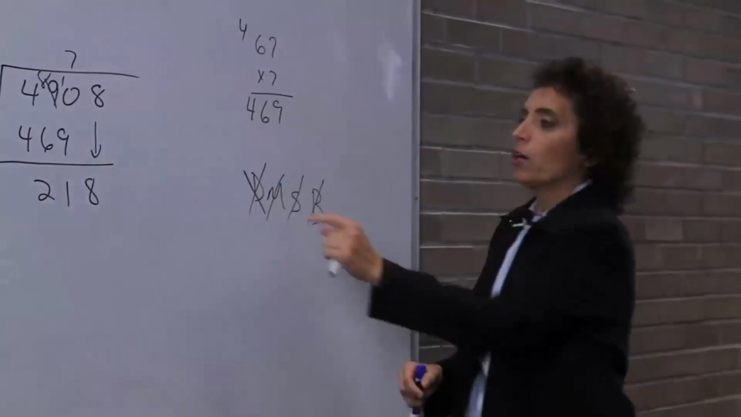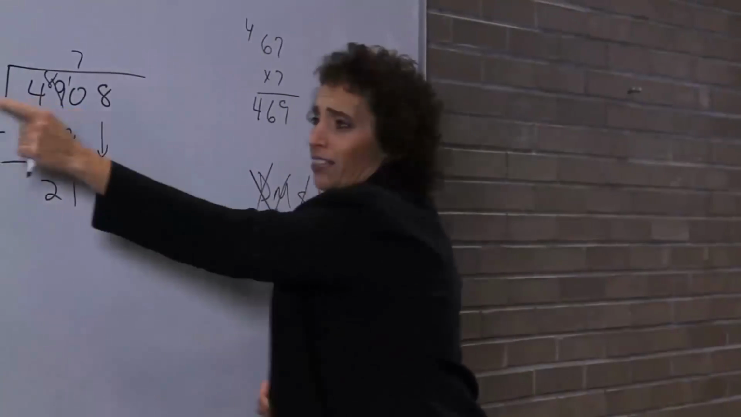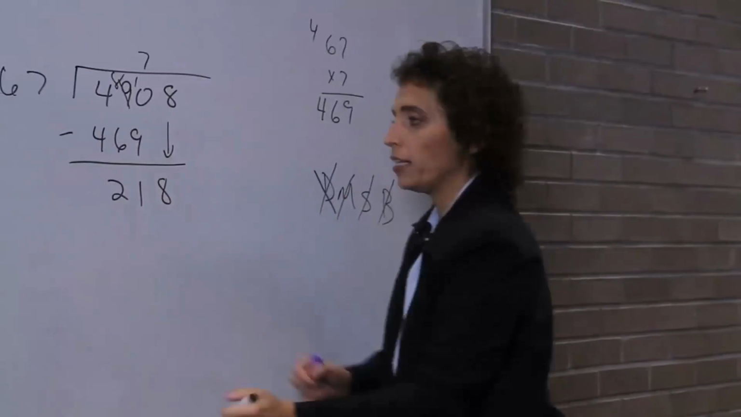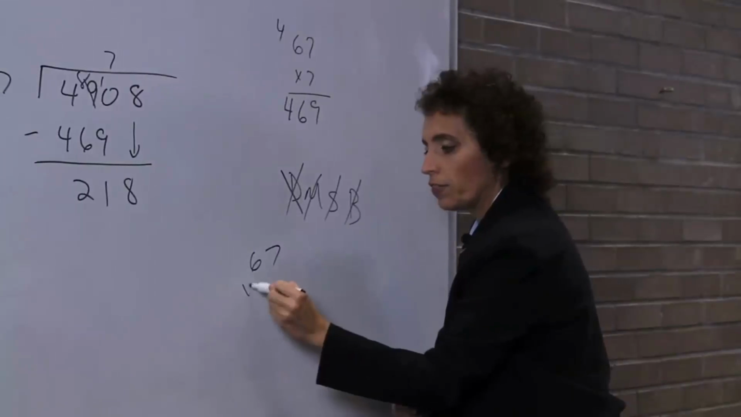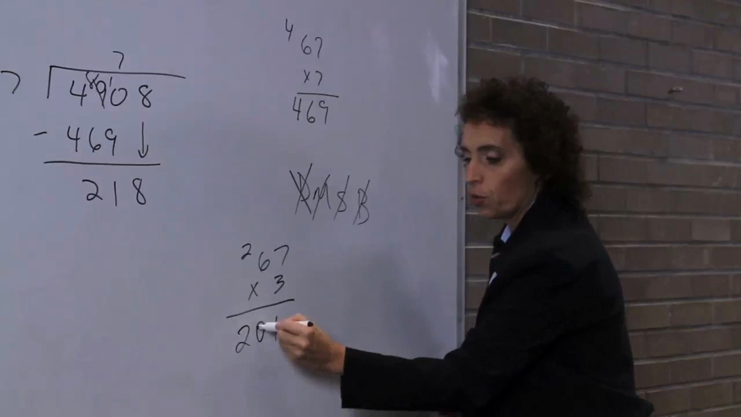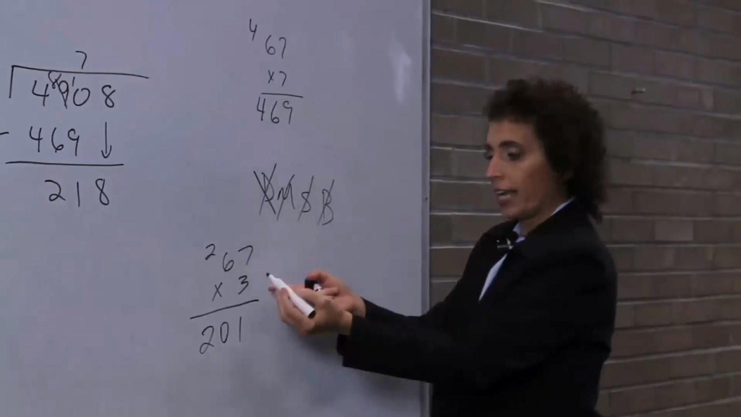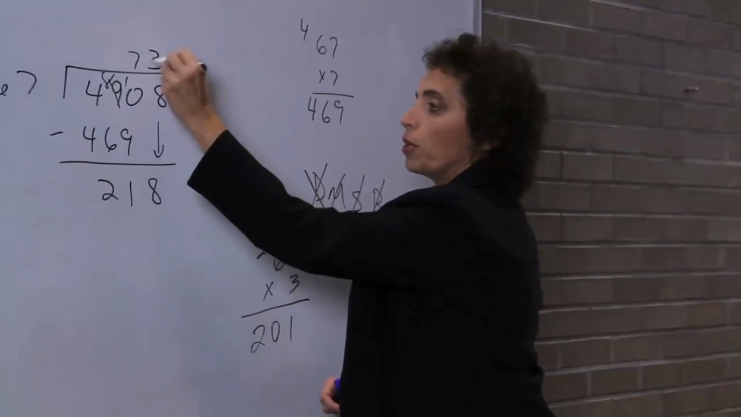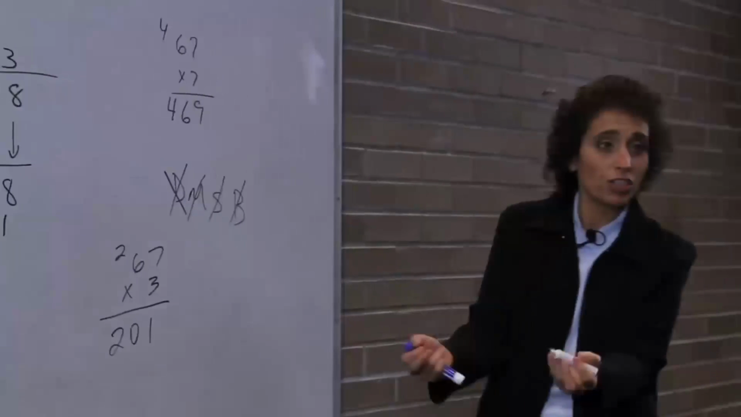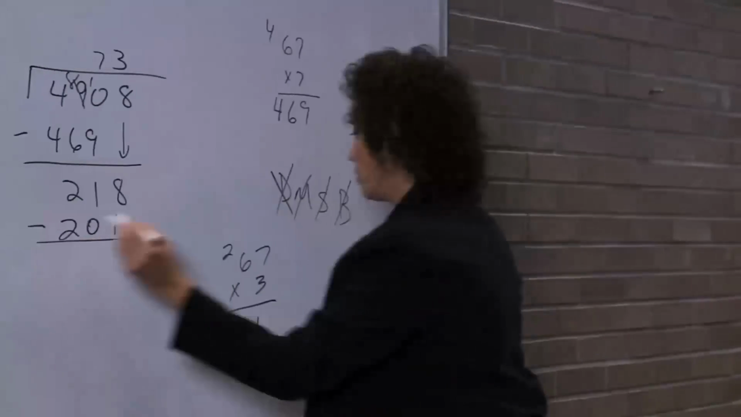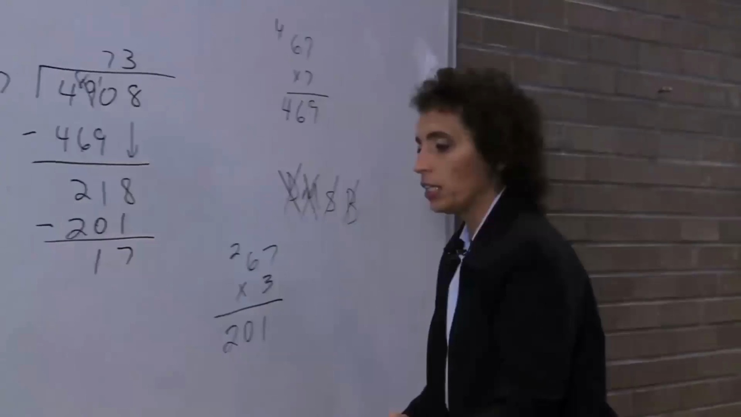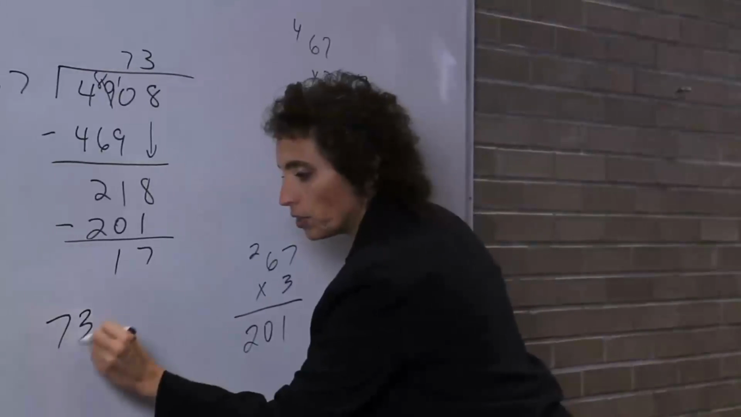Okay, so now we're going to go 67 into 218. If I round that to 70 in my head, I'm thinking that's going to go about 3 times because 70 times 3 is 210. So let's try that. 67 times 3 is 201. I can't go to 4. It'd be too high. So I'm going to do 3, and that's 201. That's the multiply step. So I divided, I multiplied. Now I'm going to subtract. And here we get 17. So my answer is 73, remainder 17.